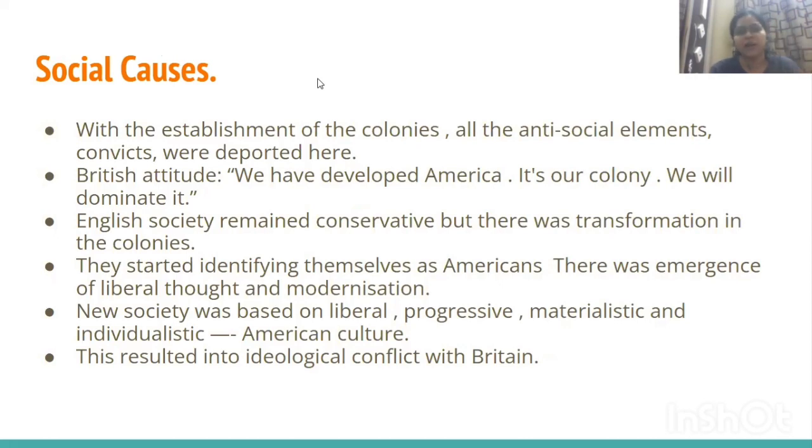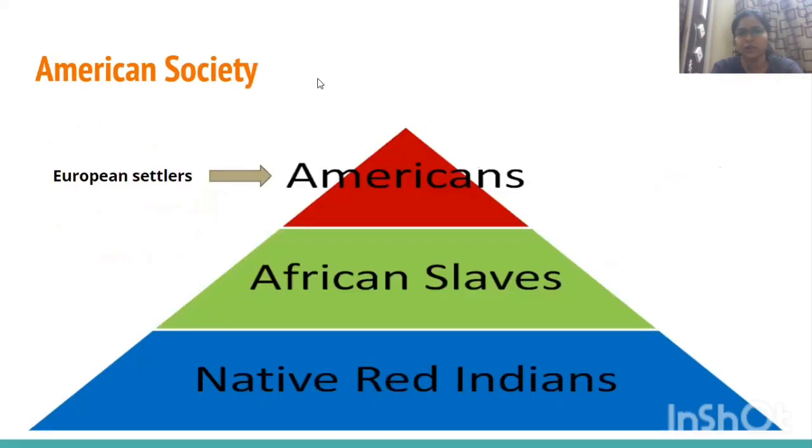On the other hand, British society remained quite conservative. So now there was an ideological conflict between the conservative British society and modern, civilized, liberalized American society. Okay, so that was the second cause which we saw.